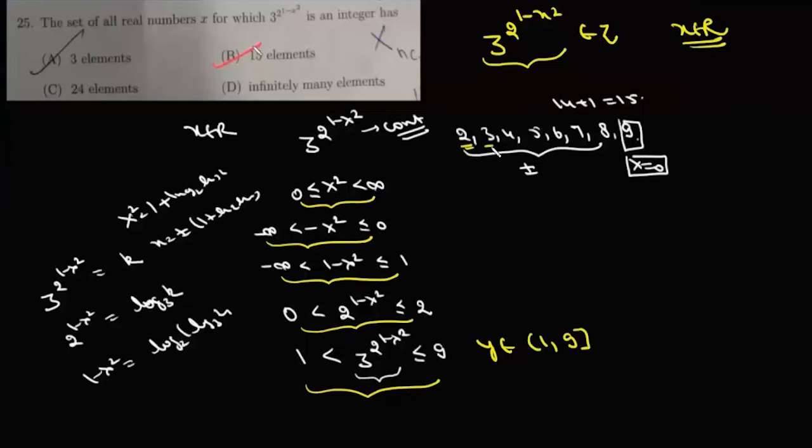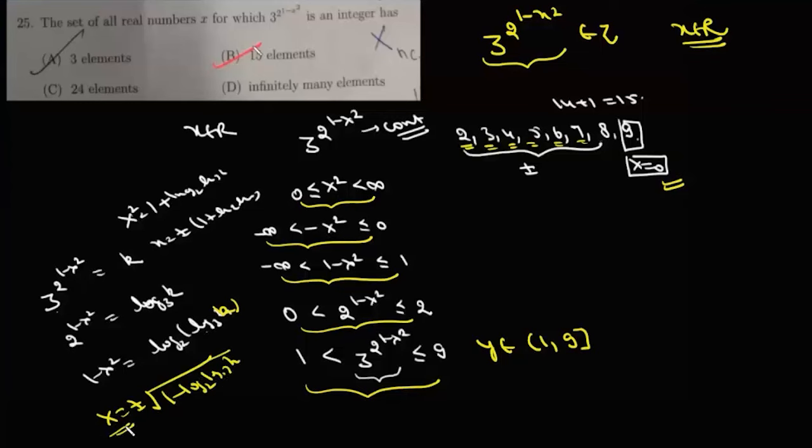Integral values possible are 2, 3, 4, 5, 6, 7, 8 and 9. Now we know that if we put x equals to 0, we'll get this as 3 square, which is 9. So 9 is possible when the value of x is 0. Now for any other value, say 3 to the power 2 to the power 1 minus x square is k, then we can write 1 minus x square as log 2 log 3 k, or basically this x will be plus minus under root of 1 minus log base 2 log base 3 k.